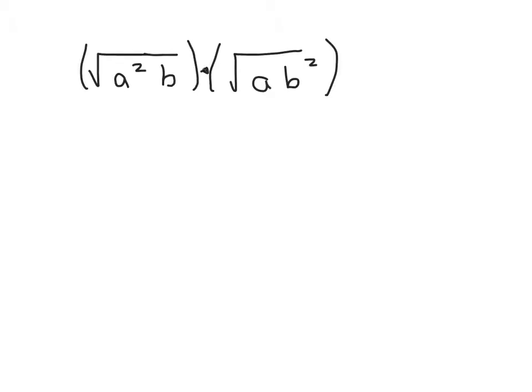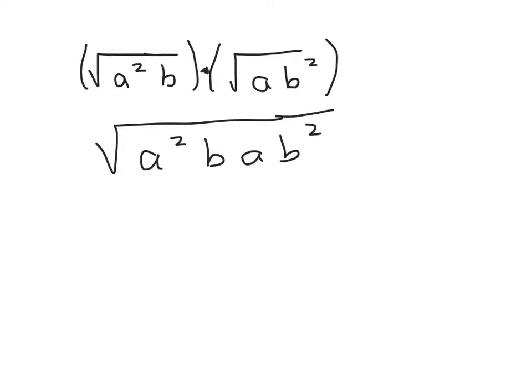We are multiplying two radicals, and they're both square roots. So we can write that as one radical, that's a squared b, times ab squared. And do you remember the law of exponents? When you multiply like bases, you add your exponents. So that's going to be a to the third, because 2 plus 1 is 3. And then that's going to be b to the third, because 1 plus 2.